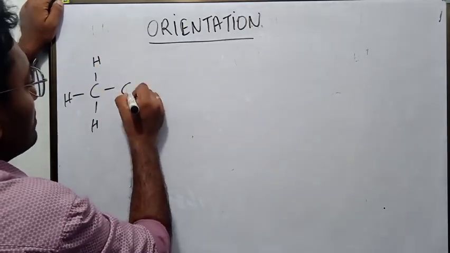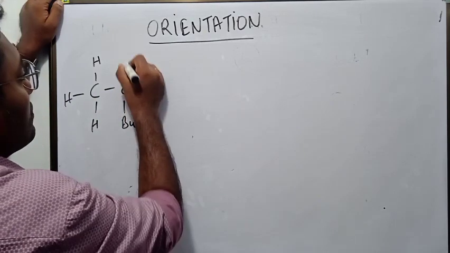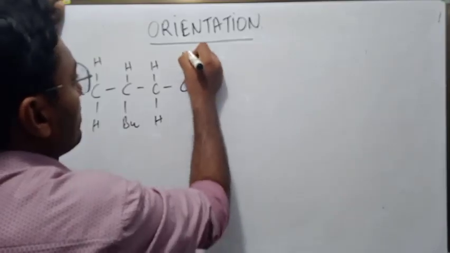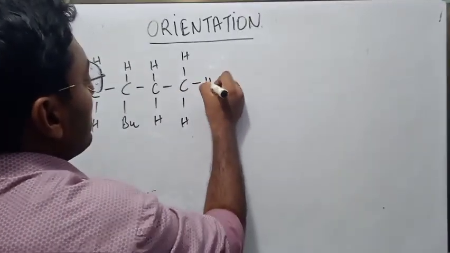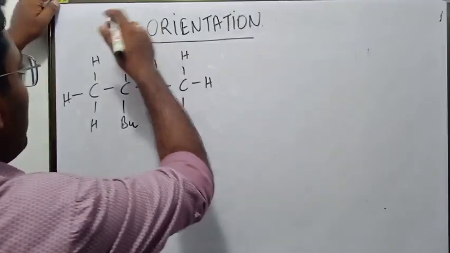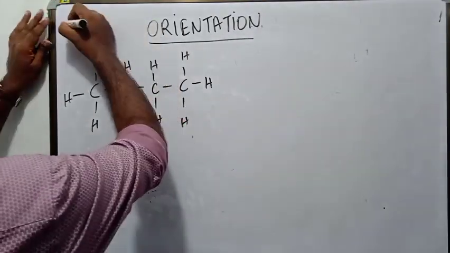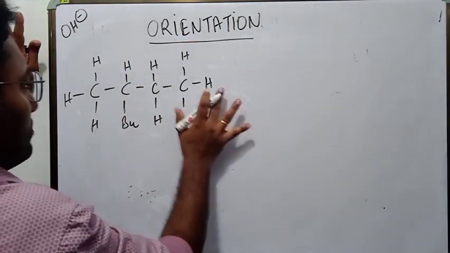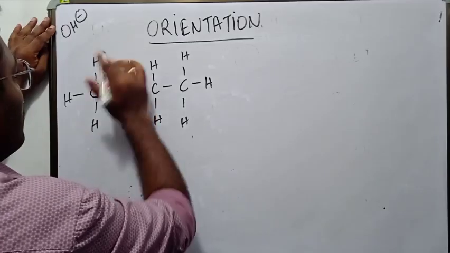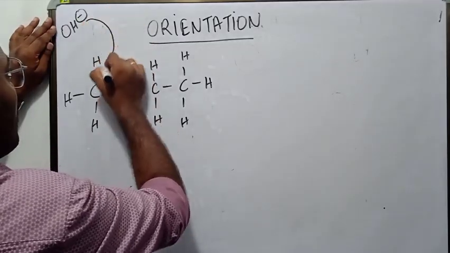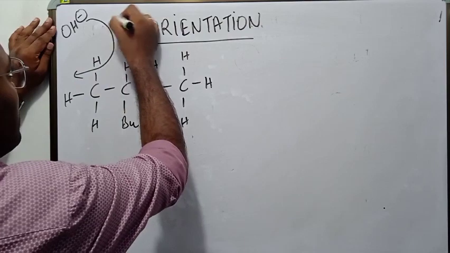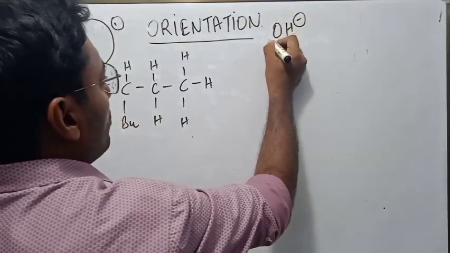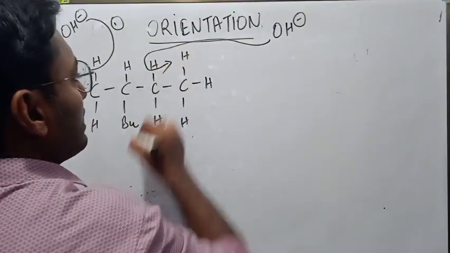This is 2-bromobutane. This is the alkyl halide. Now I introduce a base into the system, OH minus, and an elimination reaction is going to take place. So OH minus can either knock out this proton, that is case number 1, or OH minus can knock out this proton, which is case number 2.